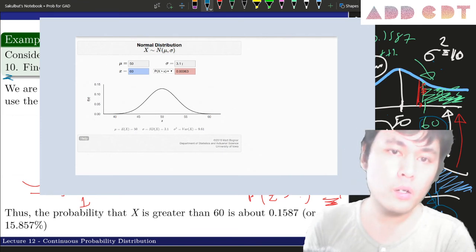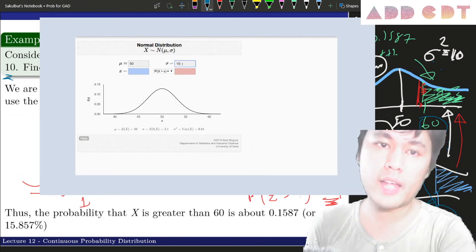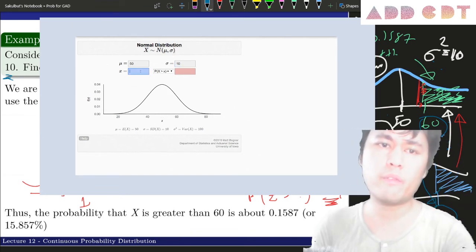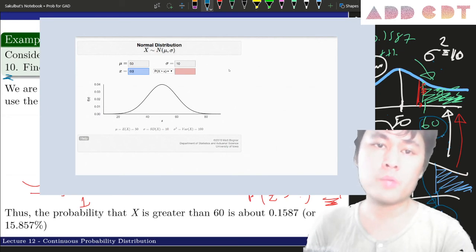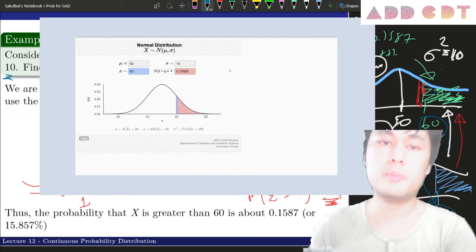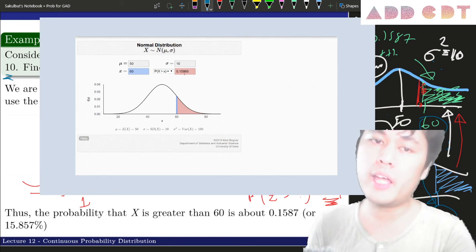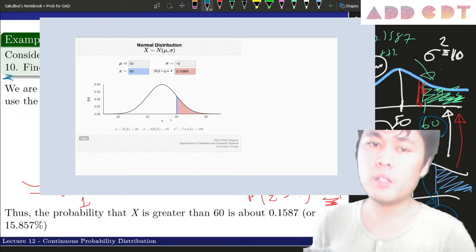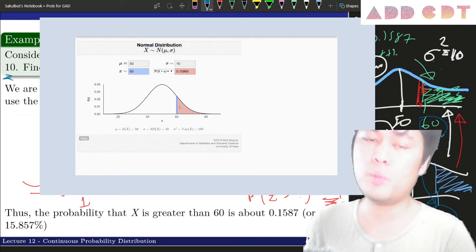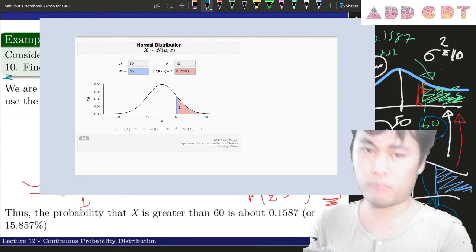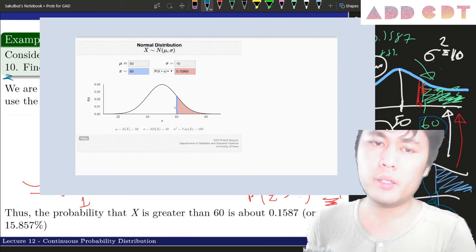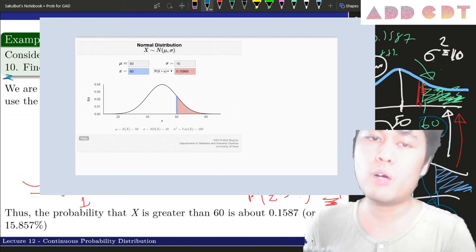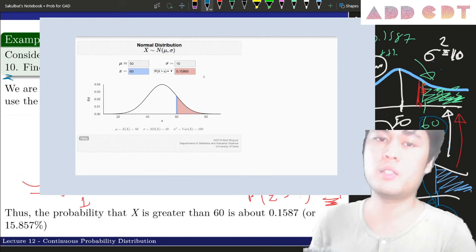Okay, let me use that, right? Let sigma be 10. So that's this one. We will follow the example we have. Let x be 60. And bam! That's the same number, 0.1587. So the probability that we pick a random sample out of these samples that is going to be at least 60 is in the region here. It's about 0.1587.